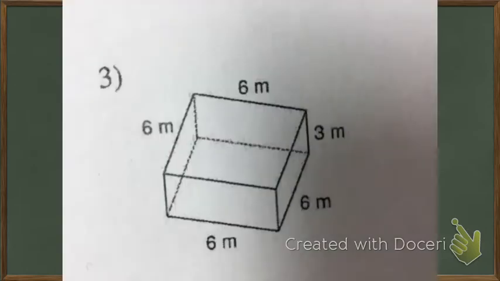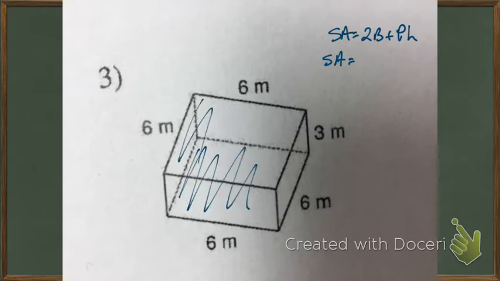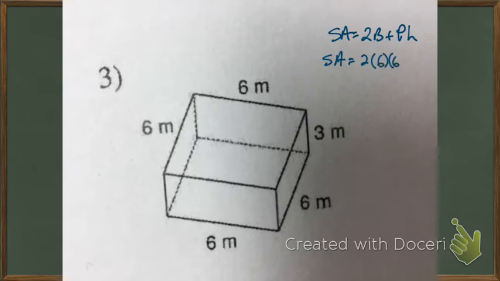All right, guys, let's look at number 3. Numero tres. So who can tell me what kind of figure I have here? Adam. Rectangular prism. I have a rectangular prism, so I'm using surface area: 2 bases, plus a perimeter of a base times a height. So I'm going to find my 2 bases first, and I'm going to choose to do top and bottom. So that's going to be 2 times 6 times 6. That's going to be my 2 bases, my top and bottom.